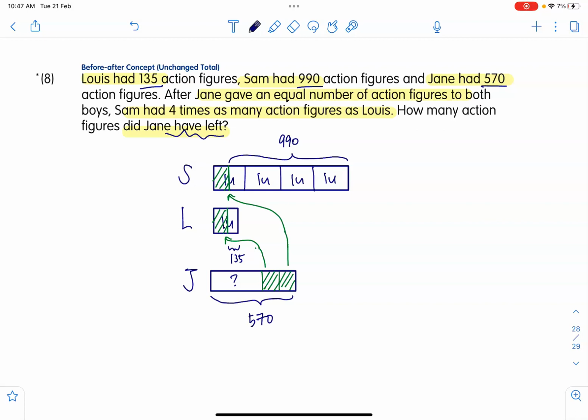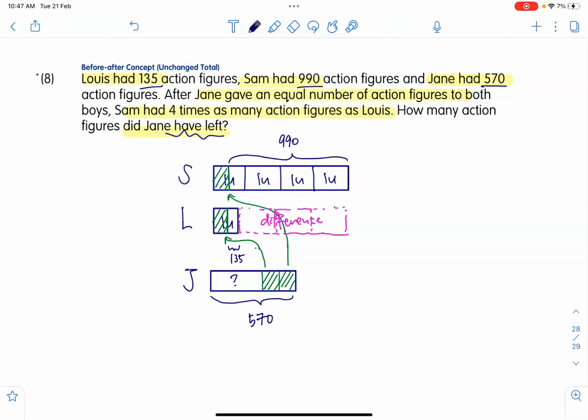Okay, so you realize that the green unknown bars make it difficult to solve, so we can't start working from Jane. Instead, we have to look at the comparison between these 4 units and this 1 unit. Even though at the start this 990 doesn't make it 4 units, neither does the 135. But what we notice is that the difference between the 2 boys is always this part here. The difference, I repeat, the difference between Sam and Lewis is always this part, and this is my 3 units. Okay, this is the difference. And this difference didn't change.